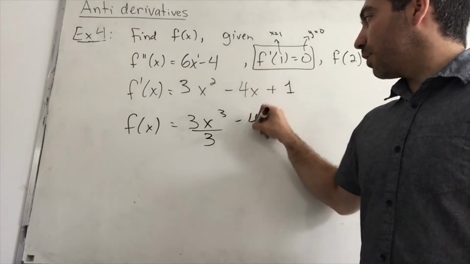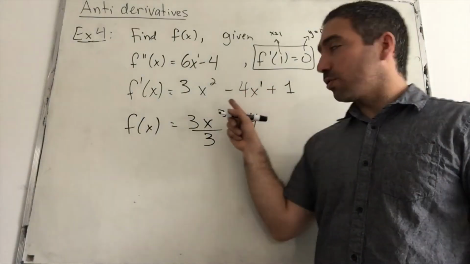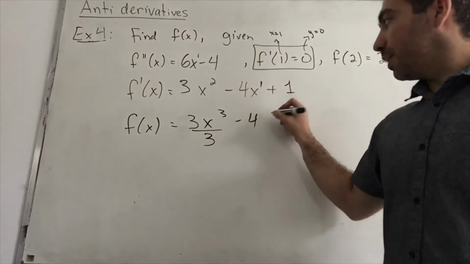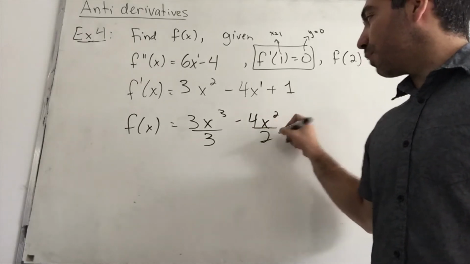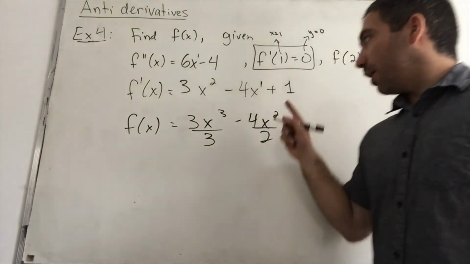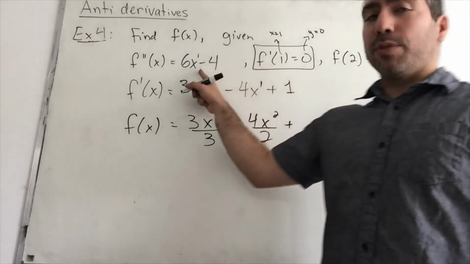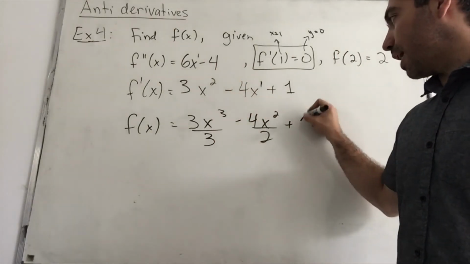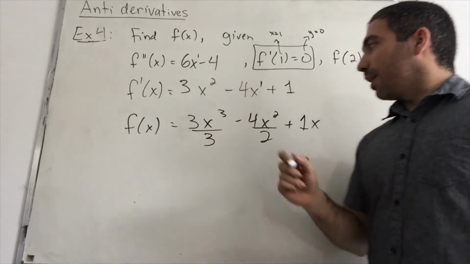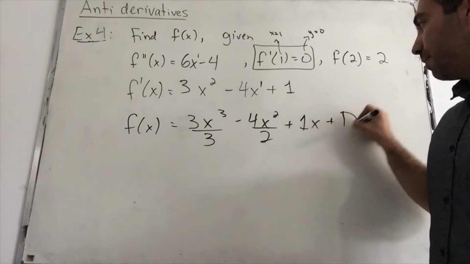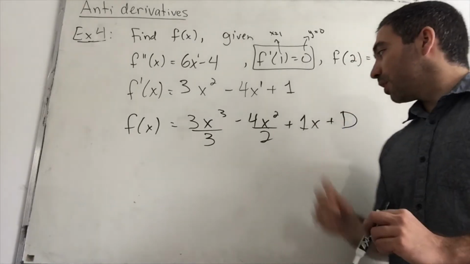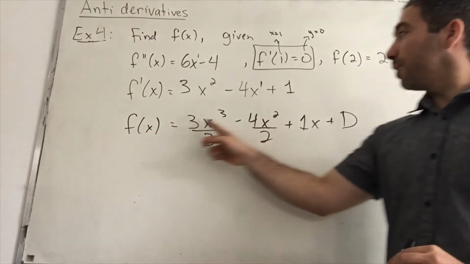Same thing here, 4, we think of it as x to the 1, so write the 1 if it helps you. You add 1 to the exponent, so you get x squared, divided by whatever's in the exponent, so divide by 2. And 1 is the same thing that we saw with the negative 4, we basically just add an x. And there's another constant that appears, let's call it d. Okay. Now our job is to go find d. How do we do that?